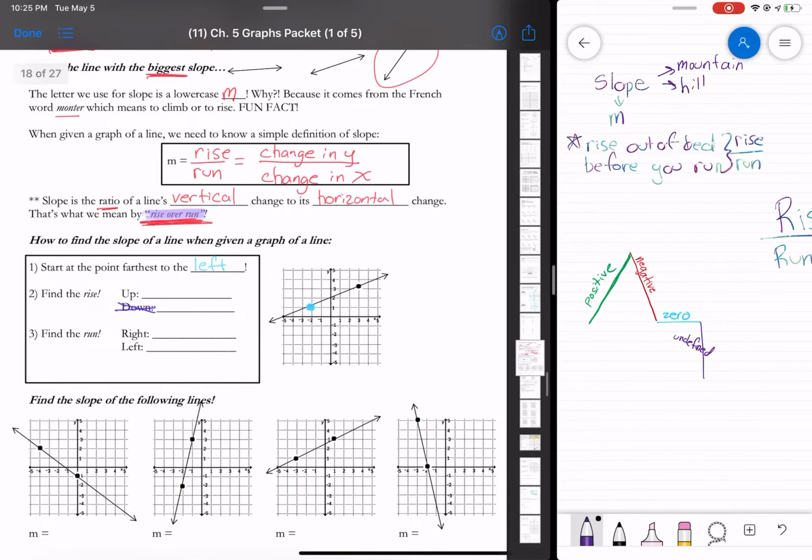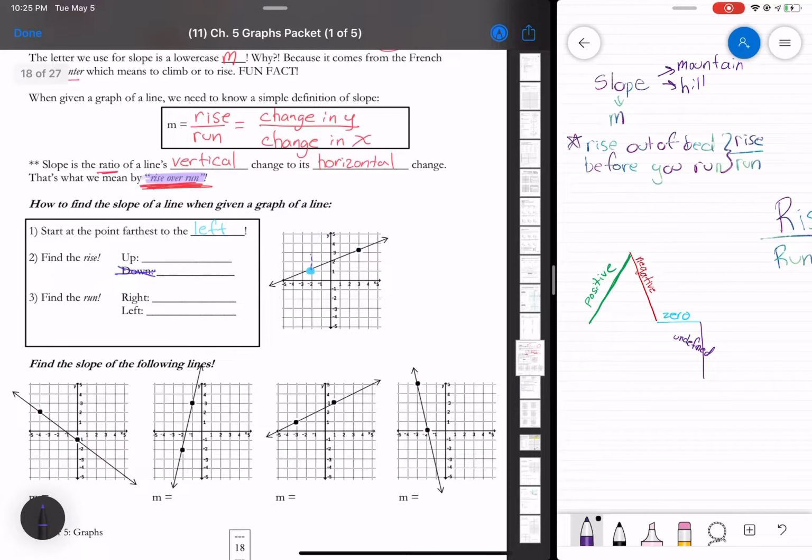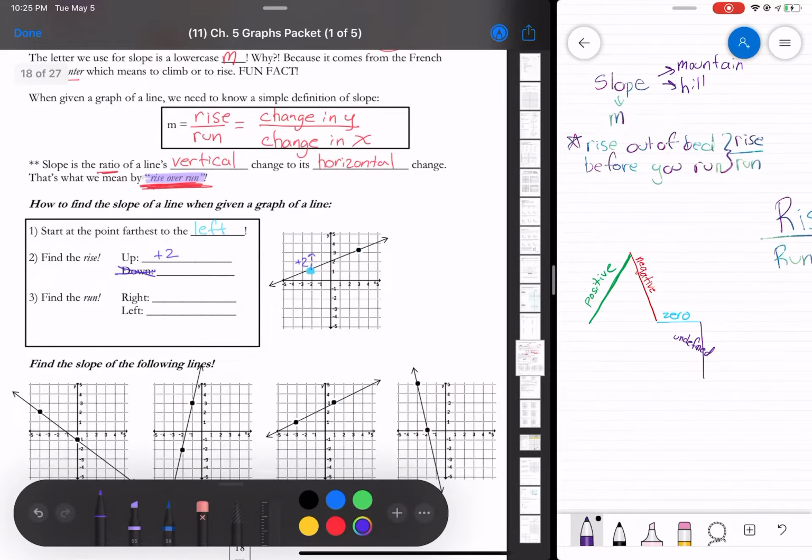Okay. So since I'm going up the mountain, I can see I go up by 2. So it's a positive 2. Up by 2, a positive 2. Do you see how I drew those two lines? Now I have to find my run.